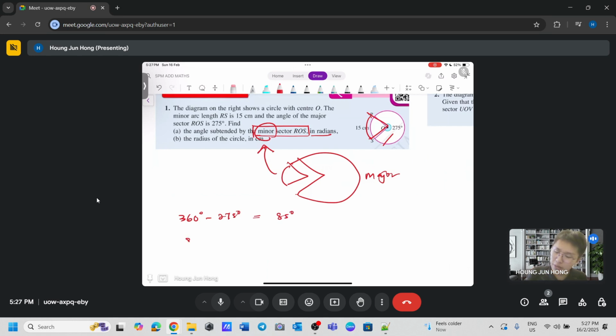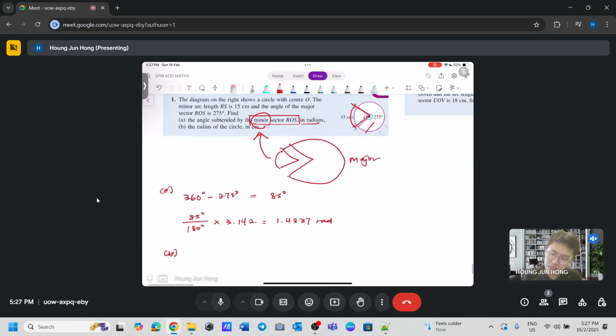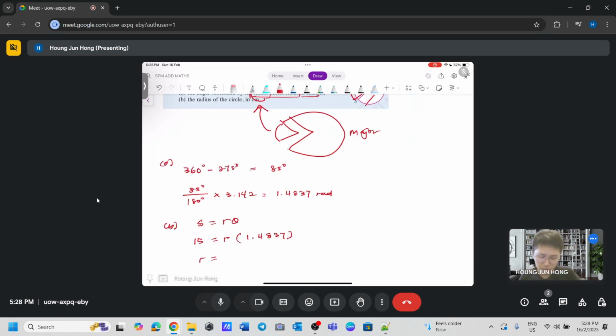So 85, how to convert? Remember, over 180 multiplied by pi. Let's just use 3.142. So 1.4837. Okay, this is a radian. Then next one for the radius, also very simple. Radius is essentially s equal to r theta. You already have s, which is 15 cm as given. You want to find radius. And you are given theta calculated as 1.4837. So just do a simple calculation. You should be able to get 10.10099. Let me just check the answer real quick. Yep, correct. Okay, that's it for the first question.